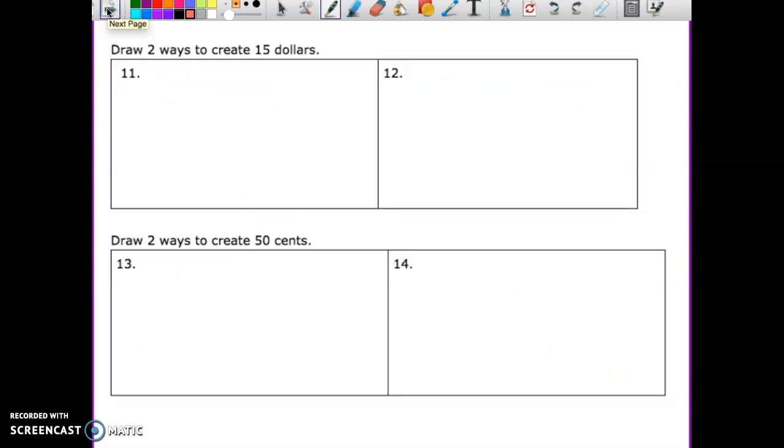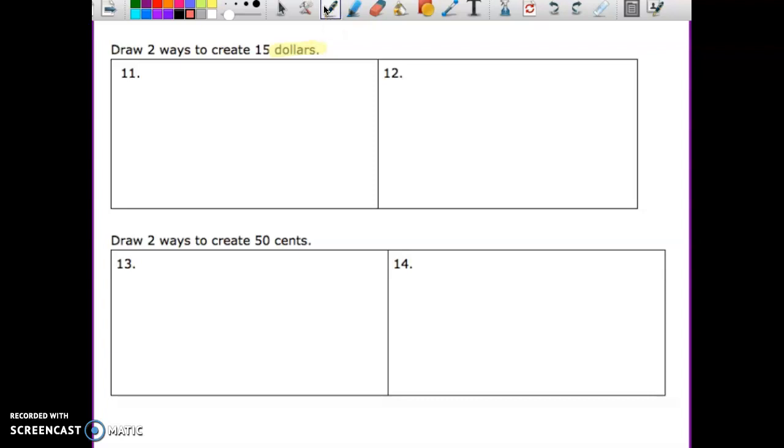The bills, they did pretty well with this one. They just have to remember to pay attention to my dollars. And we have talked about my cents are round and my dollar bills are rectangular or square. I should be able to tell a difference between a circle and a rectangle. So 2 ways to create $15.